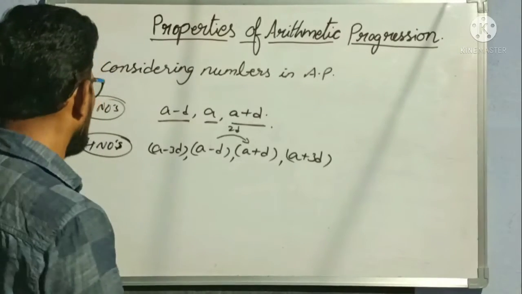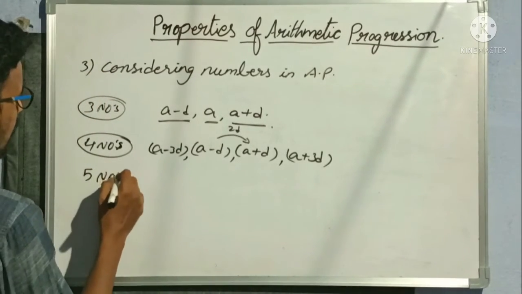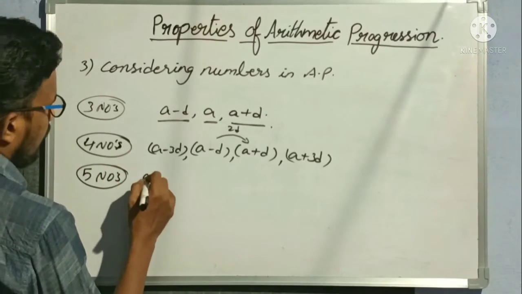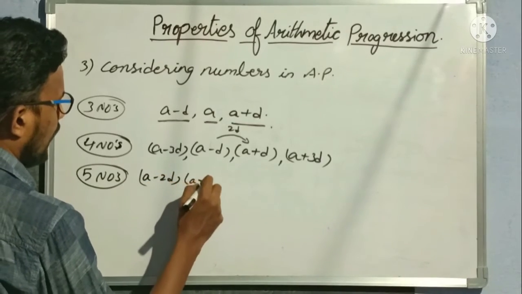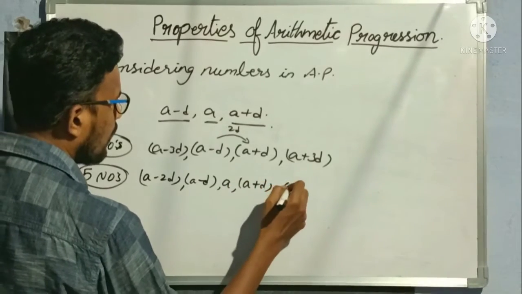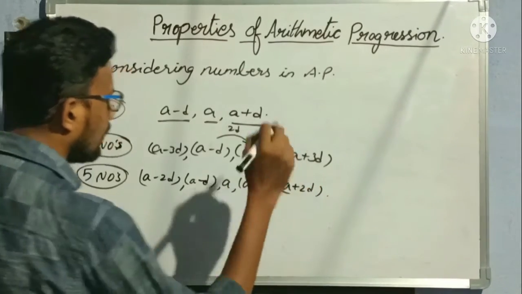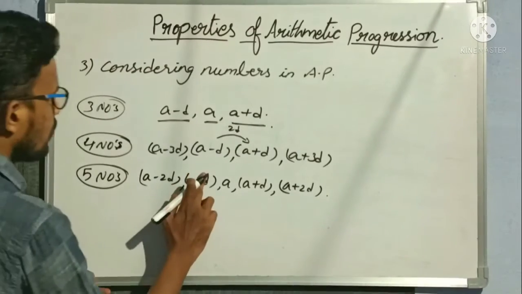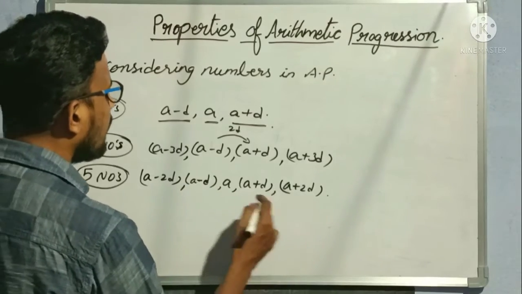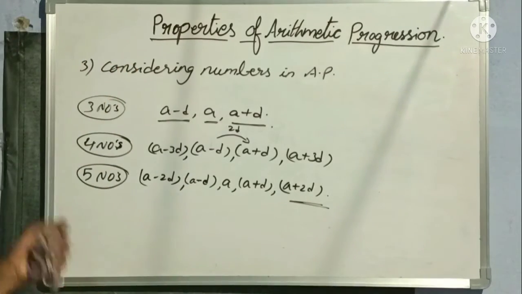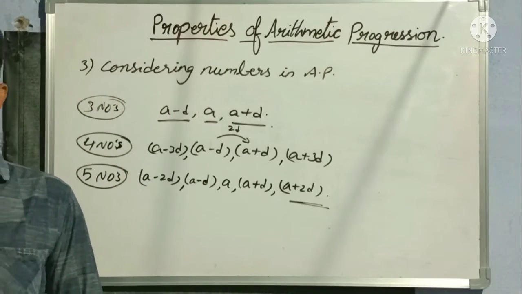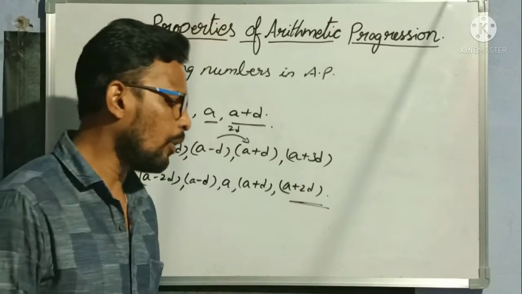Understood? Next, if five numbers are given in arithmetic progression, then we can consider A minus 2D, A minus D, A, A plus D and A plus 2D, like this we have to take. Understood? These are the five numbers we have to take when given five numbers in arithmetic progression. Clear? This is very, very important.